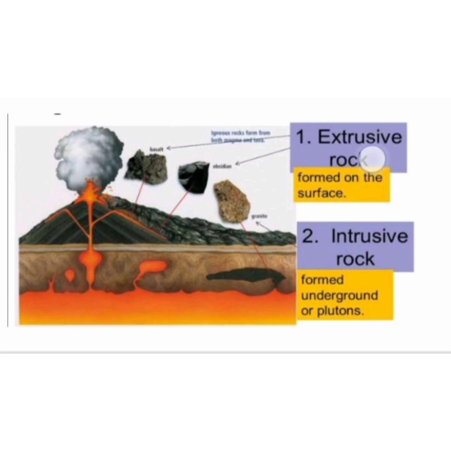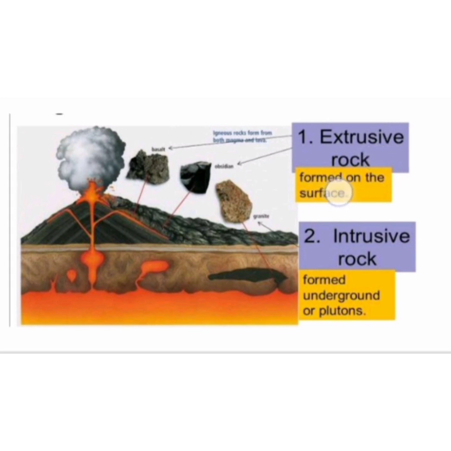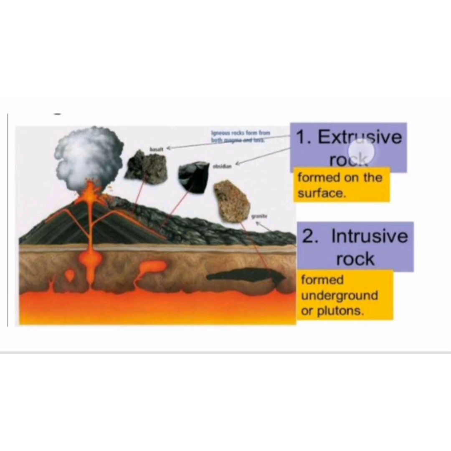igneous rocks. The rocks formed on the surface are called extrusive rocks, and the rocks formed underground, inside the earth's crust, are called intrusive rocks. Okay, these are about the igneous rocks.